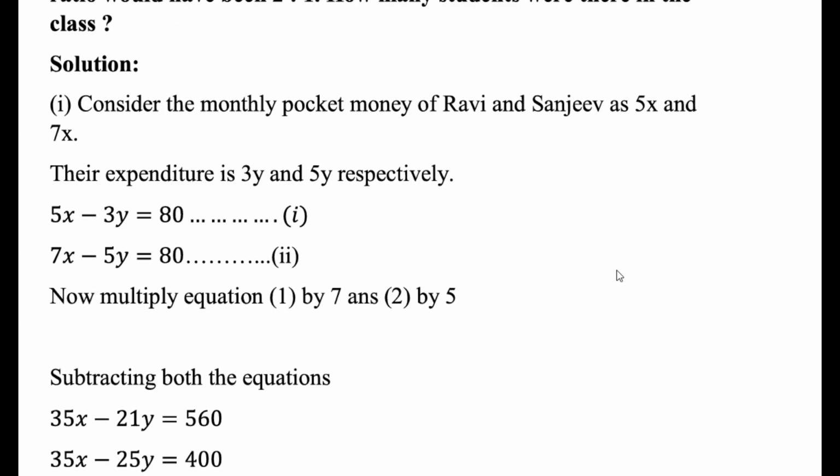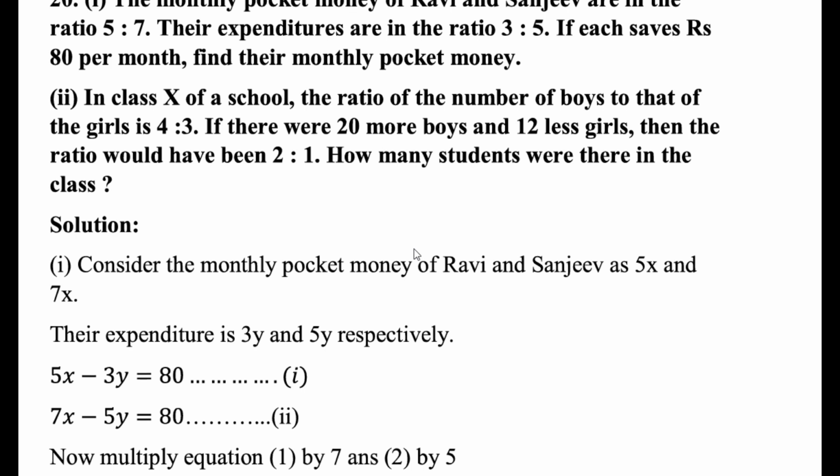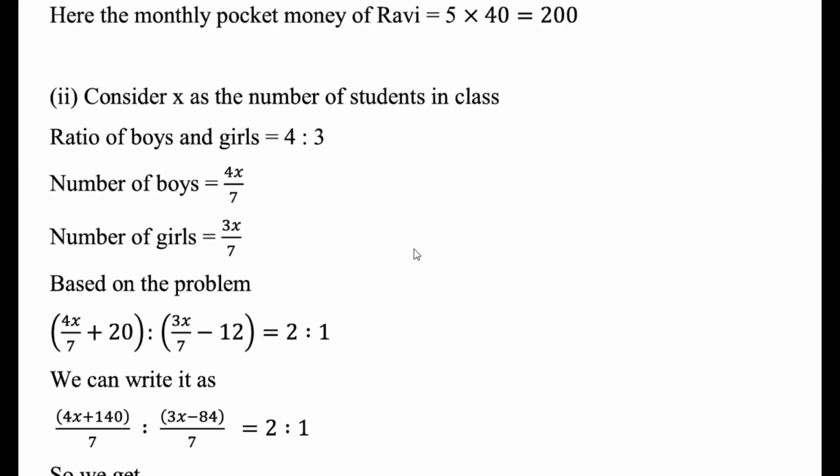Let's come to the second problem. In a class 10 of a school, the ratio of the number of boys to that of the girls is 4 is to 3. If there were 20 more boys and 12 fewer girls, then the ratio would have been 2 is to 1. How many students were there in the class? That is the question. So let's come to the solution part.